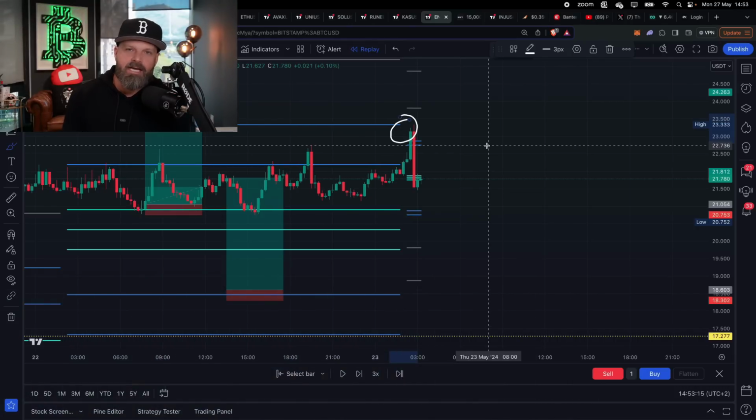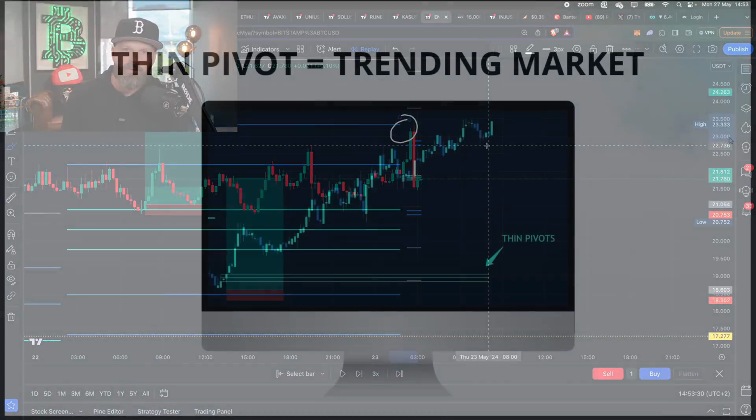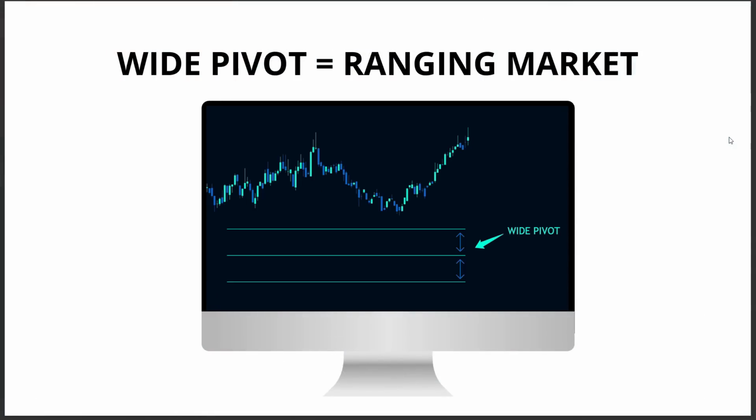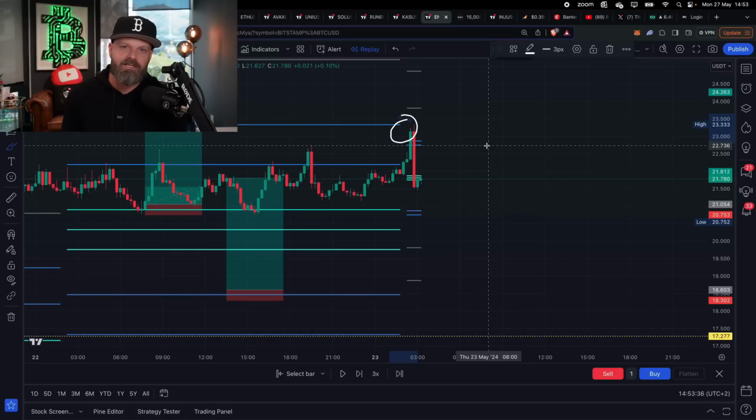Note how tight the new daily pivot is. That could be an indication that we're going to get quite a big move. The narrow pivots represent a trending market and the wider pivots represent a more ranging market. And you can see that in the previous day's action.